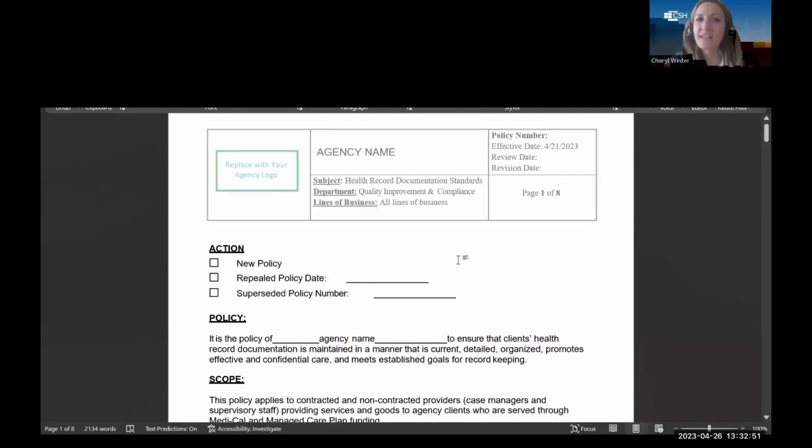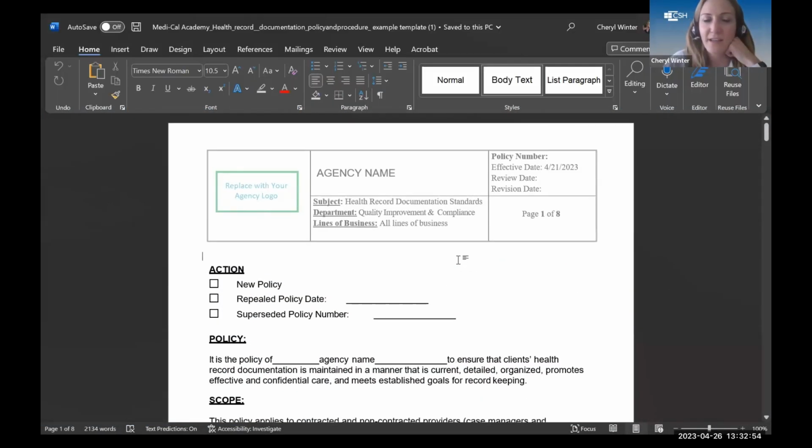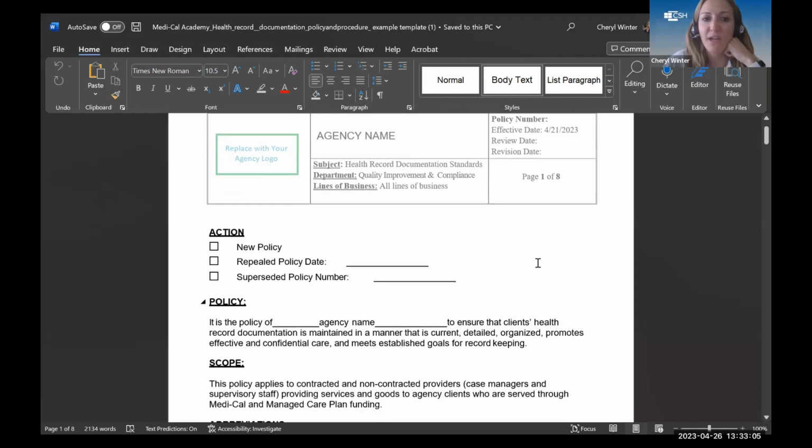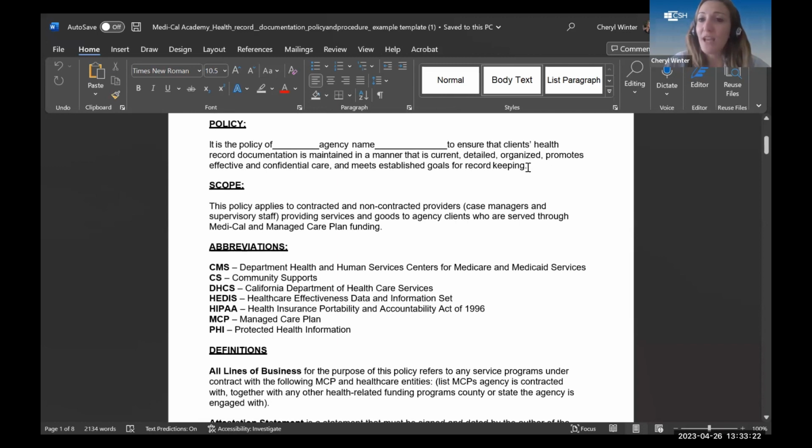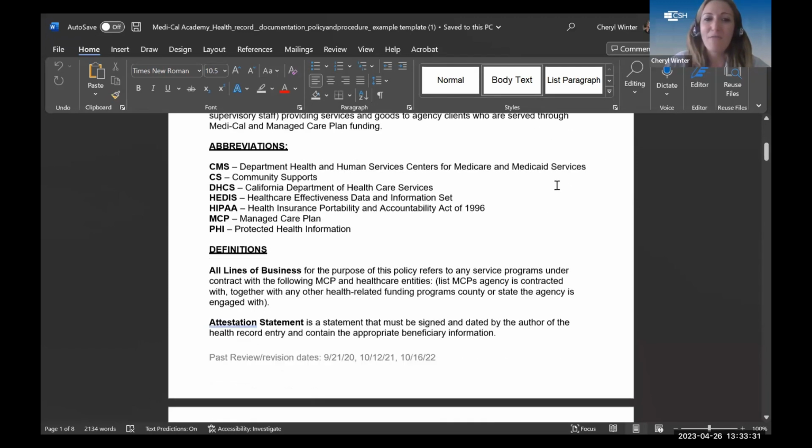All right, so here is a sample template, and these are the templates that are included in that folder that we shared with you. So you can go ahead and identify if it's a new policy or an amended policy, what the revision date was. And you'll see the policy is very short. It's that you want to ensure that clients' health record documentation is maintained in a manner that's required by funders, that's current, detailed, organized, and meets established goals for record keeping. You may want to include that it complies with XYZ funders or local, federal, and state regulations. You could include something like that.